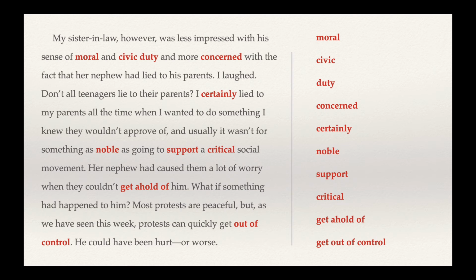So maybe a good summary for this paragraph would be the nephew tried to be morally and civically responsible, but he lied to his parents, which was bad. So he did a good thing by going to the protest, but he did a bad thing by lying to his parents. That seems to be the main idea of this paragraph. And let's predict what we'll read about in the next paragraph. Maybe we're going to read about the last sentence. The last sentence tells us that things could have been bad. He could have been hurt. So what would happen if he had been hurt?